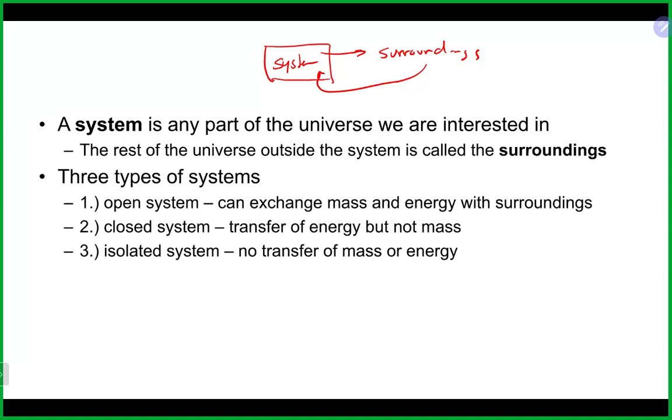A closed system allows for the transfer of energy, but not mass. For example, if you had a flask and you put a stopper on it, you would not be able to take anything out of it. So it would then allow you to only look at energy. And you can have an isolated system, which basically doesn't allow the transfer of mass or energy as well.